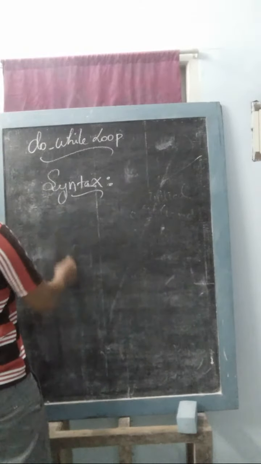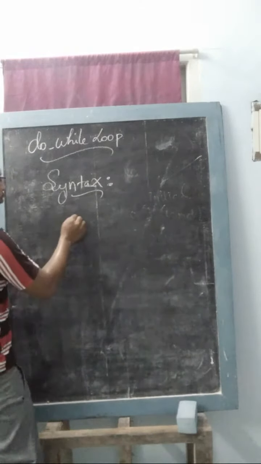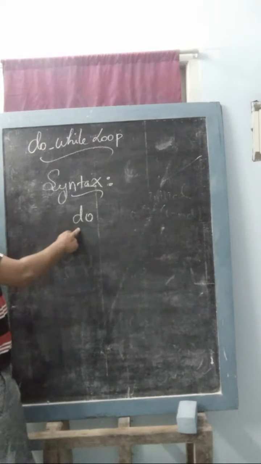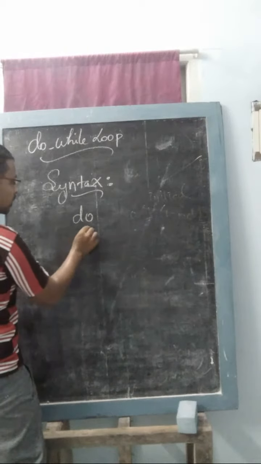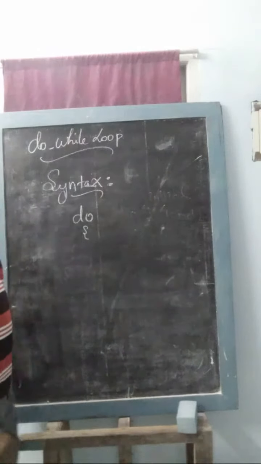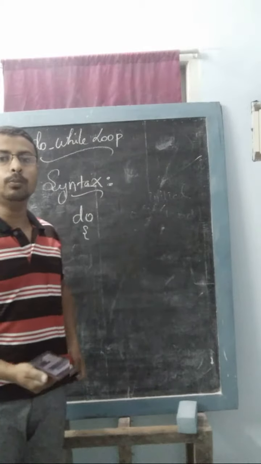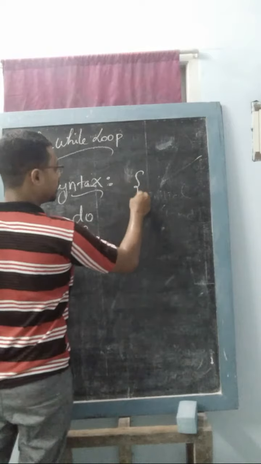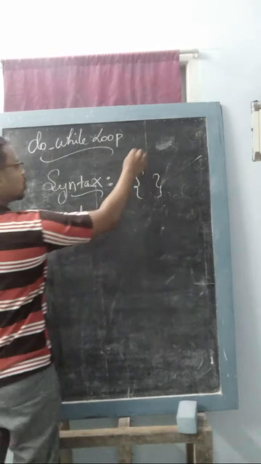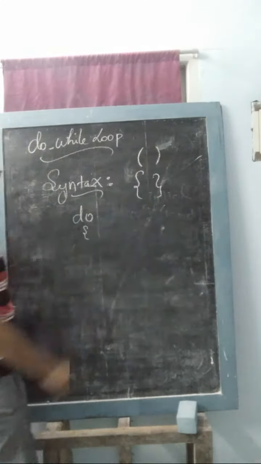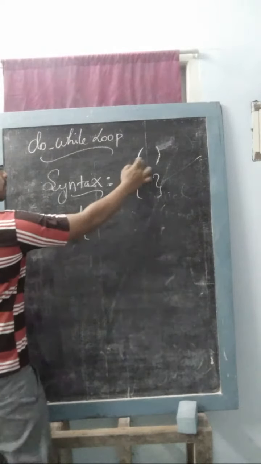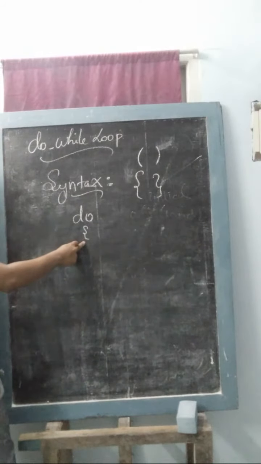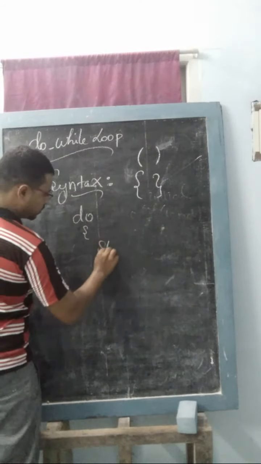Okay, fine. What is the syntax? First of all, do is a keyword. It should be in small letters in C, C++ or Java, and then do should have open braces and close braces. You know that these are braces, and these are called open parenthesis and close parenthesis. So we should open the braces, and then the statements will come here.